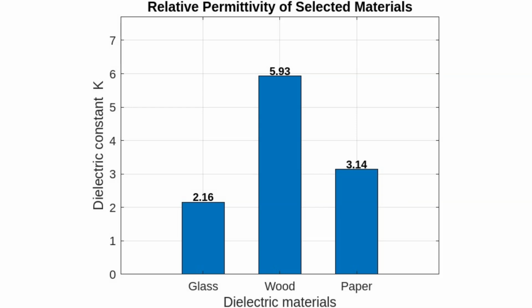Looking at this graph, we can compare the dielectric constants for these three different materials. And we see that wood has the highest dielectric constant, then comes the paper, and the last one is glass. So let's take a look at our results. In the first part, we saw that as the distance between the plates increases, the capacitance value decreases, and this result is totally compatible with our theoretical expectations.